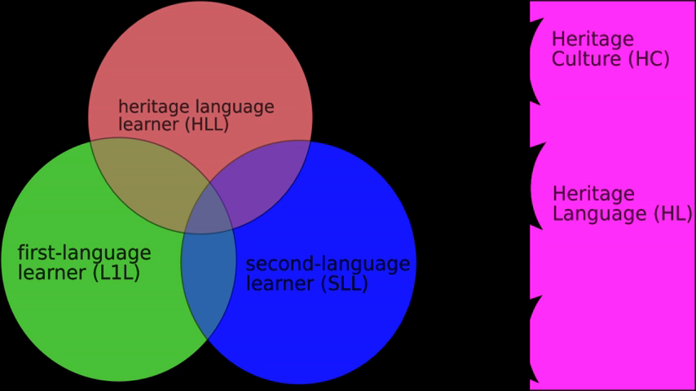UNESCO's Atlas of the World's Languages in Danger categorizes 2,473 languages by level of endangerment. More than 200 languages have become extinct around the world over the last 3 generations.